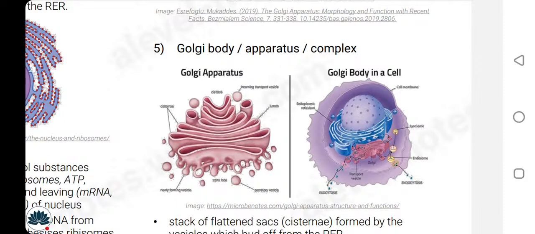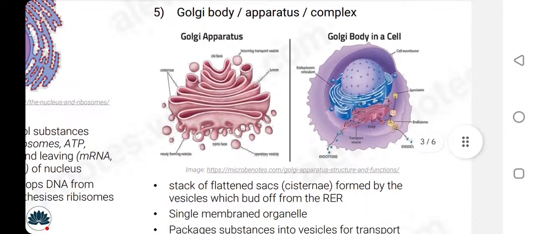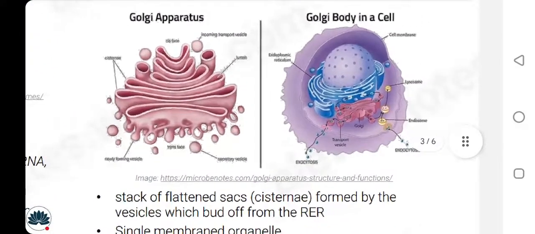Moving towards the Golgi body, or Golgi complex, or Golgi apparatus, whatever you are required to say or whatever is comfortable to you, just say it as Golgi body. These are the same words: Golgi apparatus or the Golgi body in a cell. This is shown to you, and I hope the figure is clarifying it.